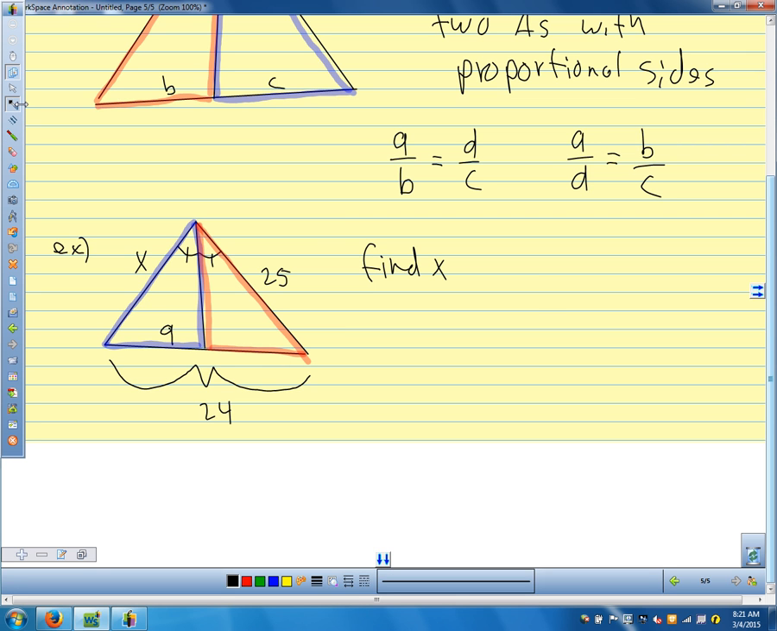Uh-oh, what are we missing from that red triangle? We know this side and this side of the blue triangle. You know this side and, what do we? Just subtract 9 from 24. 24 minus 9 equals 15. So that side is 15. So what's our proportion? X over 9 equals 25 over 15. Perfect.